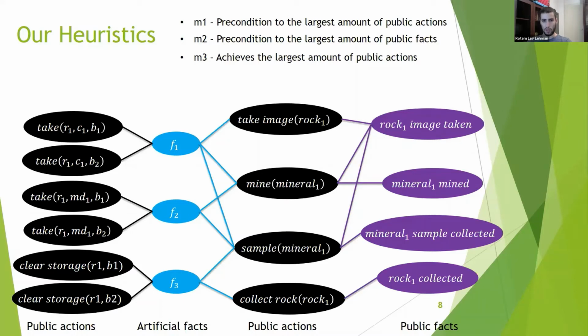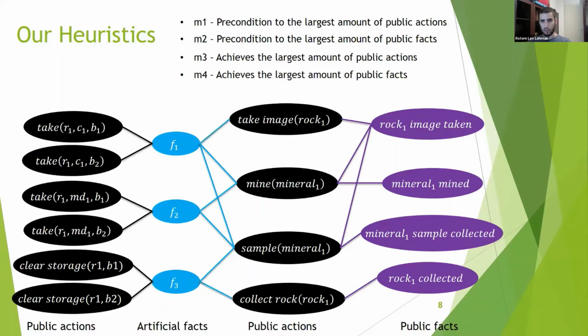The third method, which we denote M3, attempts to maximize the amount of public actions that can be executed. That is, instead of publishing the artificial fact that provides a precondition for as many public actions, we publish the artificial fact that enables as many public actions as possible. You can see that F1 is the only precondition of take image rock1, and F3 is the only precondition of collect rock1. The other actions have more than one precondition, so they cannot be executed immediately. This will make M3 initially reveal a dependency including either F1 or F3.